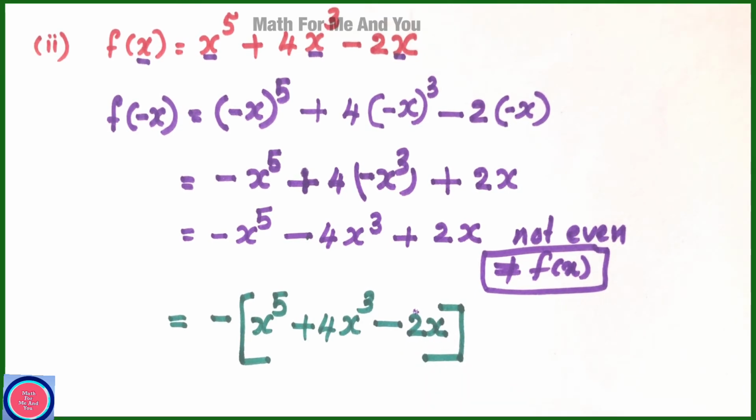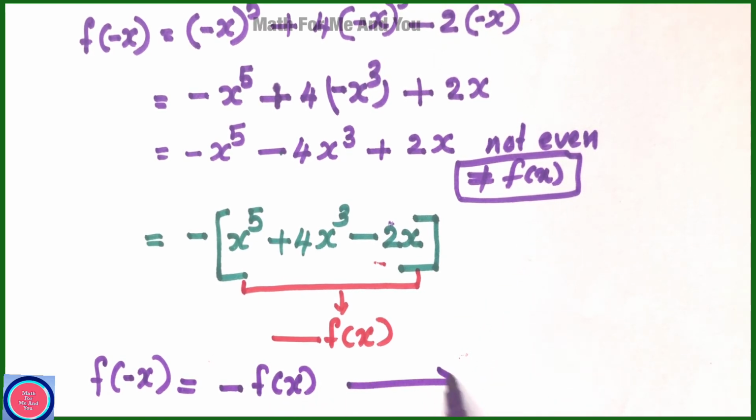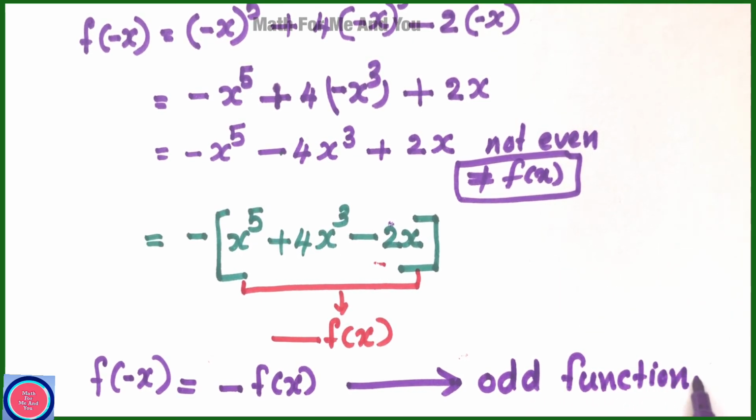Then we get a negative and a bracket. Look at the bracket. Is it f of x or not? Yes, it is f of x we are getting. So the bracket is f of x. That means after replacing, the result is minus f of x. F of minus x equals minus f of x. We first took negative outside, put a bracket, and kept all other terms inside, then we get f of x inside the bracket. That is the rule for an odd function. So the given function is an odd function.